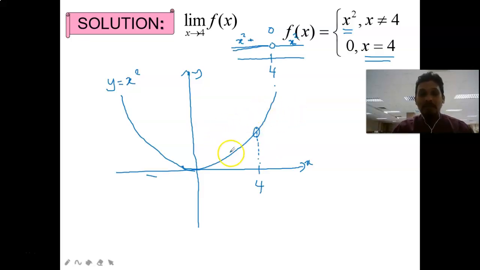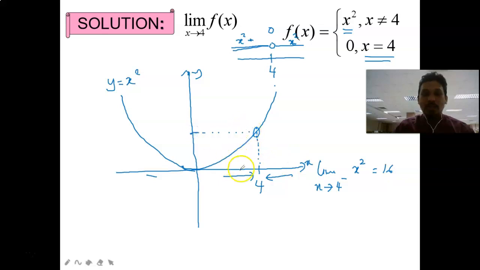Now, x approaching 4 from the left, and also x approaching 4 from the right. So the limit of x approaching 4 from the left of x squared: when x equals 4, we just substitute 4 here, 4 squared equals 16. When x approaches 4 from the left, the graph moves up here. Let's just imagine that this is 16.